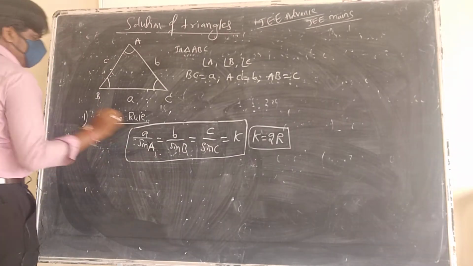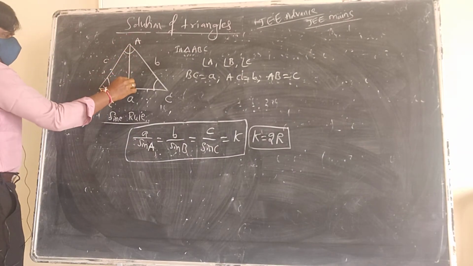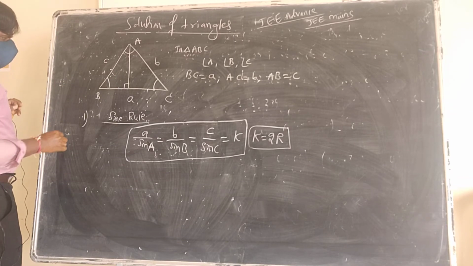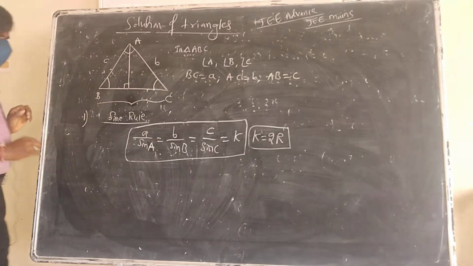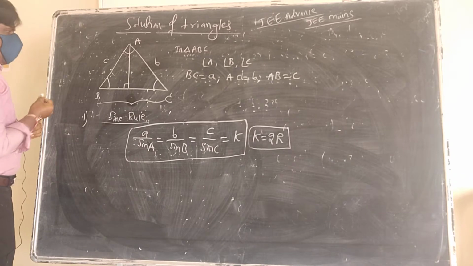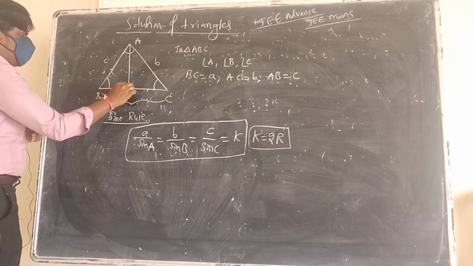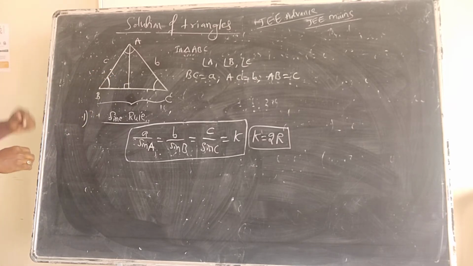How did you get this? Let us drop a perpendicular here. Consider this whole length as a units. I will take this triangle and use the concept of sin B. What will be sin B?